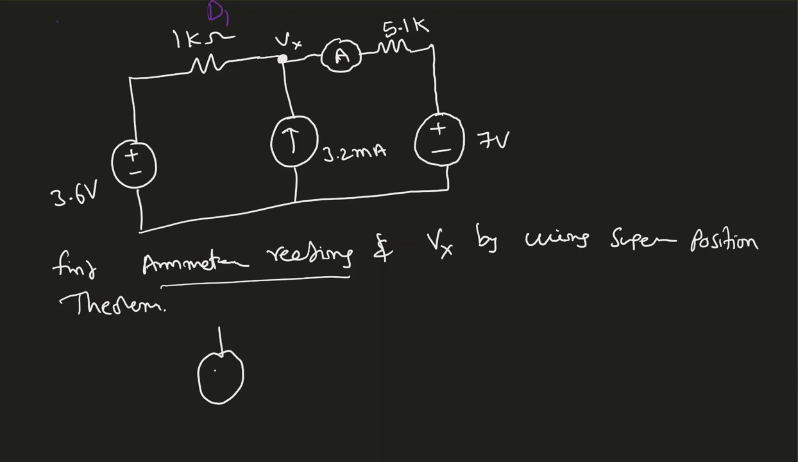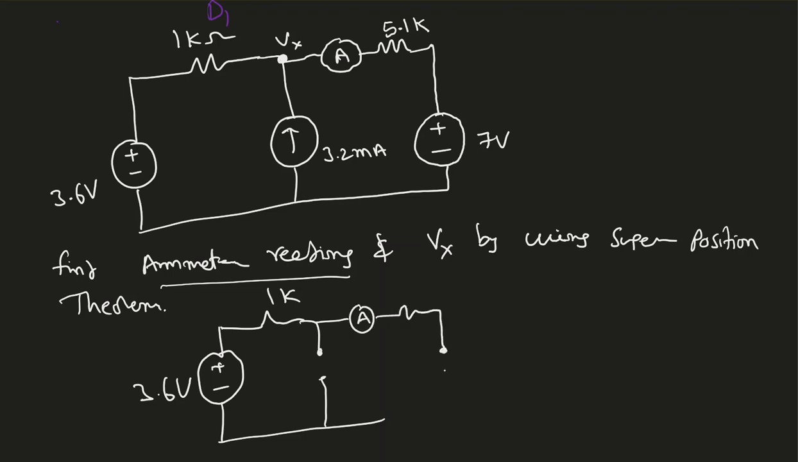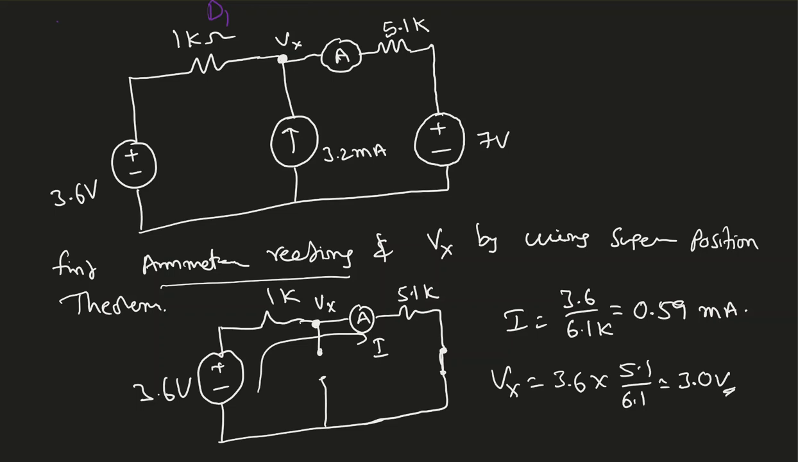Here I'm going to first go with the 3.6 volt source and replace the current source with an open circuit. We know that the current source's internal resistance is infinite. Replace the voltage source with a short circuit and find the ammeter reading and Vx. Here the 1 kilo ohm and 5.1 kilo ohm are both in series. So 3.6 volt divided by 6.1 kilo ohm, the total current is 0.59 milliampere.